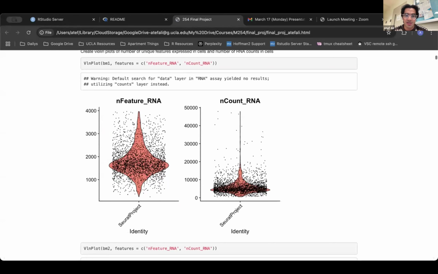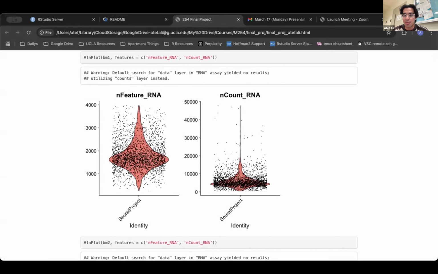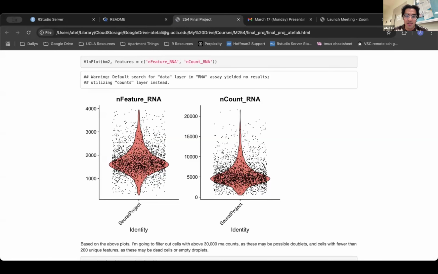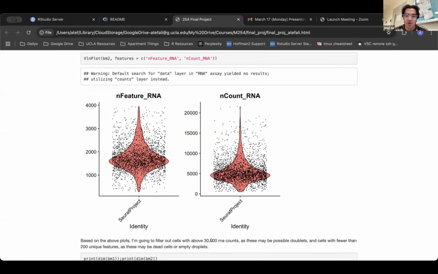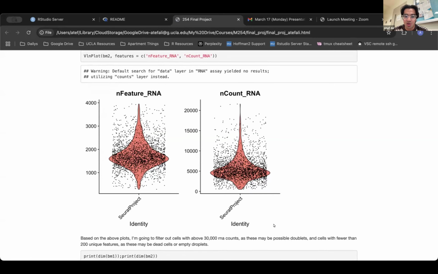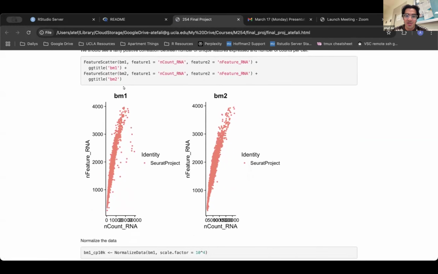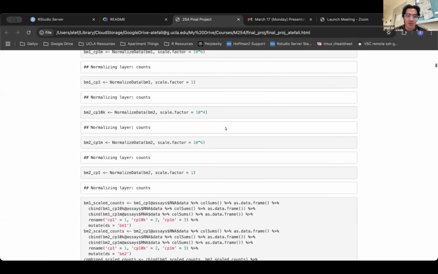To start out with, I did some basic filtering on read depth and number of unique features expressed. So here's the distribution for bone marrow data set one and data set two. Based on these plots, I removed cells with above 30,000 RNA counts, as these could be possible doublets, and cells with fewer than unique features, as these may be empty droplets or dead cells. And I'm showing here that you should see a positive correlation between number of unique features and number of counts, which seems pretty standard.